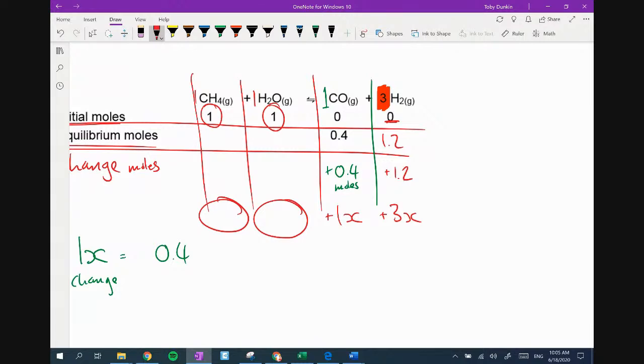These guys are going to lose 0.6, right? Because this is a 1-to-1. If the change is 0.4 over there, what that means is this is going to be a minus 1x and a minus 1x. And that 1x is equal to 0.4. So they're going to be 0.6 and 0.6. And there's my moles at equilibrium.